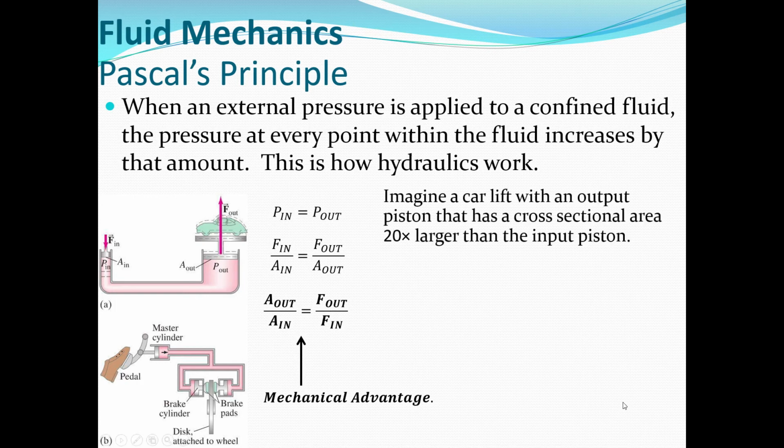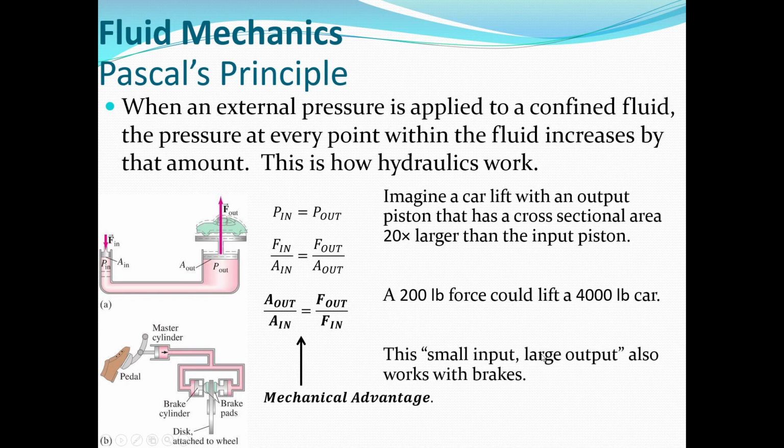This is just another way of doing mechanical advantage. So here it is basically saying that we can lift a car fairly easily by having a pin on one end that's 20 times larger than the input pin, and that would exert a force 20 times larger than ours. So a 204 pound force can lift a 4,000 pound car.